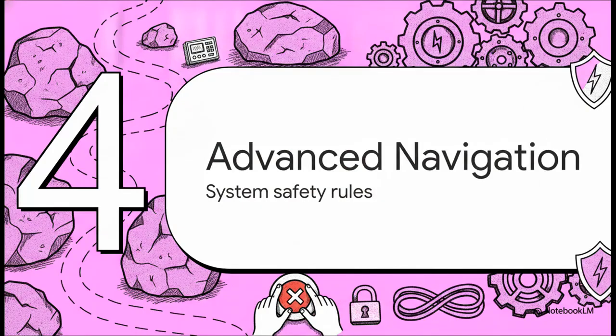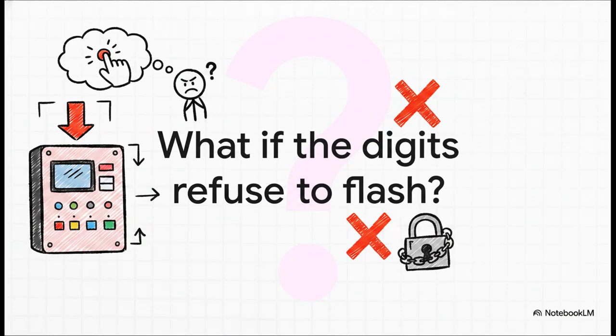All right, Part 4, Advanced Navigation Rules. Picture this. It's a super common scenario. You've perfectly navigated down to level 3. You're staring right at the parameter value you want to change. You press the arrow key, but nothing happens. You mash it a few more times. Still nothing. The digits refuse to flash. You are completely locked out of making a change. So what on earth is going on?